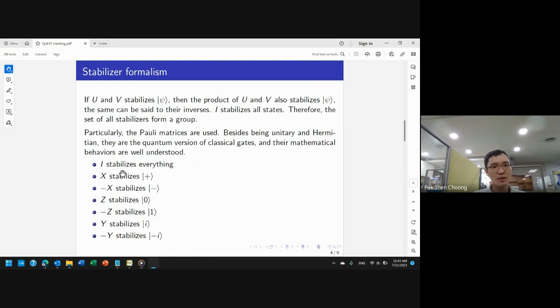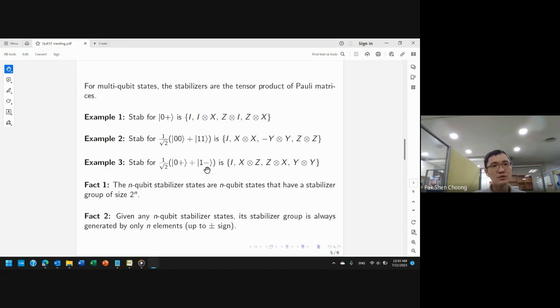If you study one by one what kind of state they stabilize: the identity matrix stabilizes everything, x will stabilize plus, minus x will stabilize minus, z will stabilize 0, minus z stabilizes 1, y will stabilize i, and minus y will stabilize minus i. If you have multi-qubit states, your stabilizer will just be a tensor product of your Pauli matrices.